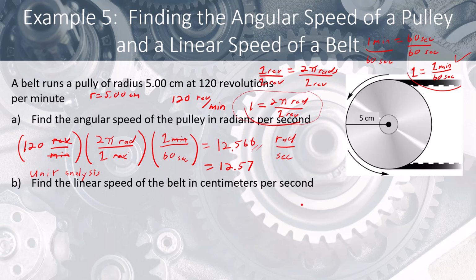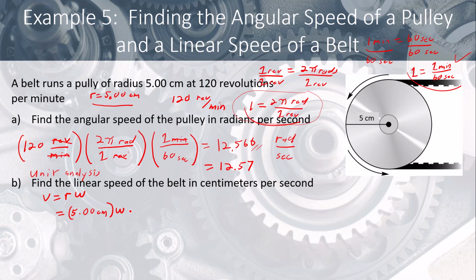Okay, now the next thing that we need to do is to find the linear speed of the belt in centimeters per second. Now remember, the linear speed, that's going to be velocity, is equal to the radius of the belt times its angular velocity. We know the radius of the belt is 5 centimeters, and we know the angular velocity of the belt. Basically, this is going to be 5.00 centimeters times omega.